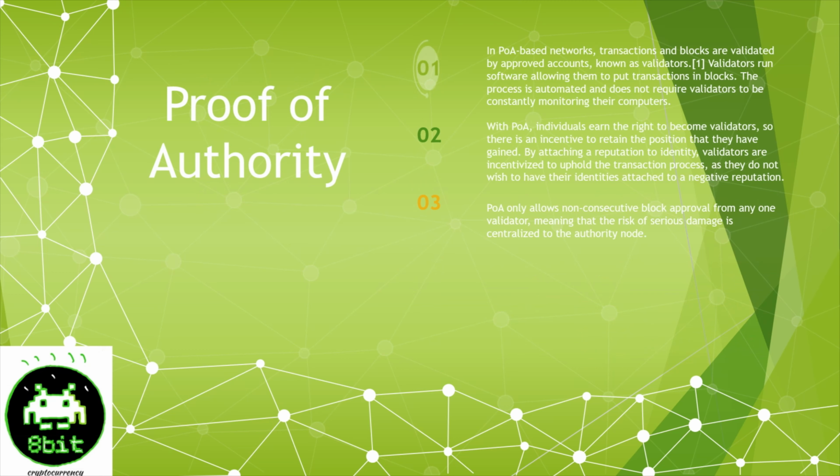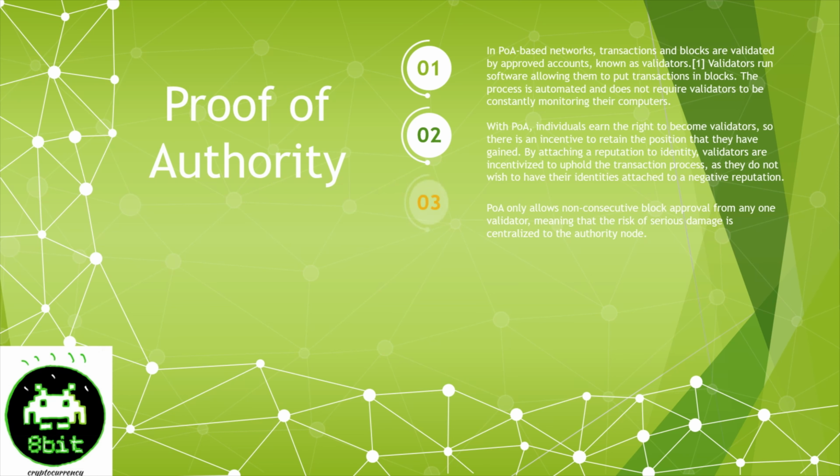In proof of authority-based networks, transactions and blocks are validated by approved accounts, known as validators. Validators run software allowing them to put transactions in blocks. That process is automated and does not require validators to be constantly monitoring their computers, though. With proof of authority, individuals earn the right to become validators. So there is an incentive to retain the position that they have gained. By attaching a reputation to the identity, validators are incentivized to uphold the transaction process as they do not wish to have their identities attached to a negative reputation.